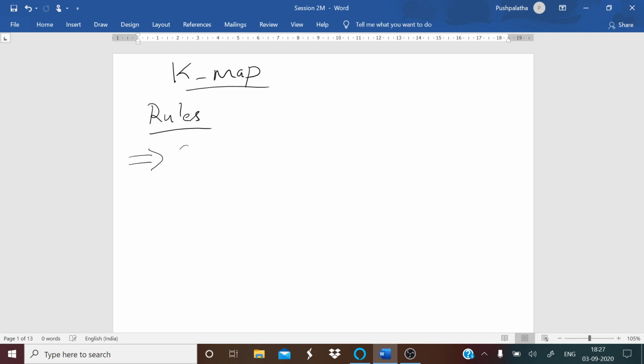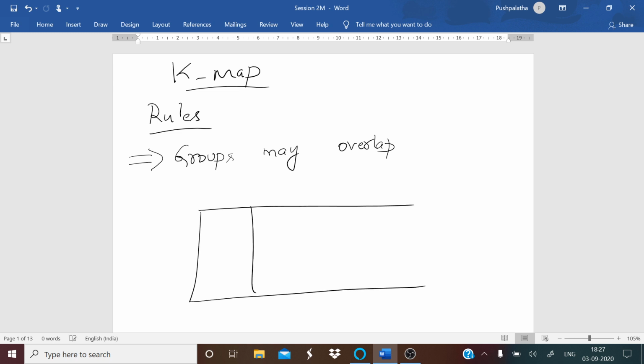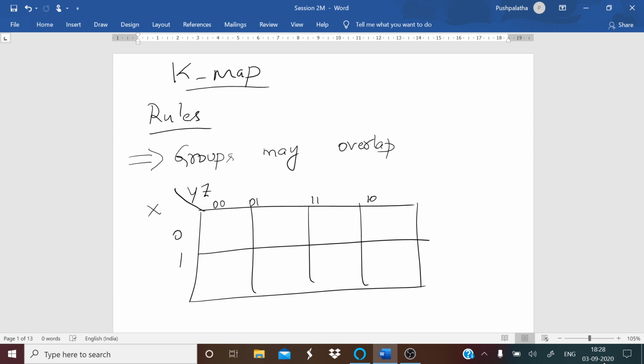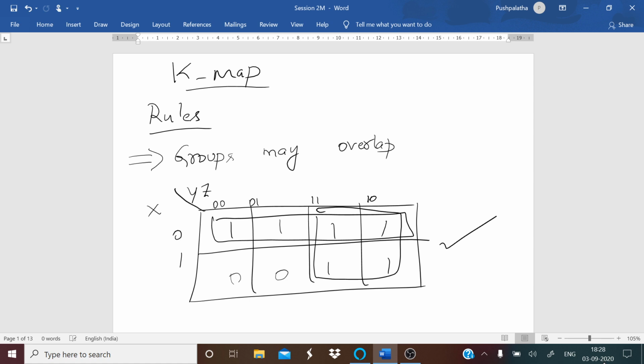Now let us continue. The next rule is that groups may overlap. Okay, so what do you mean by this? Overlapping is, this is your x, y, z, 0, 0, 0, 1, 1, 1, 1, 0, 0 and 1. Right? If we have 1, 1, 1 and 1, this is 0, 0, 1 and 1. Okay, so this 4 makes one group and this 4 again makes the other group. So 1, 1, 1, 1, 1, it is overlapping. So this is the right method.